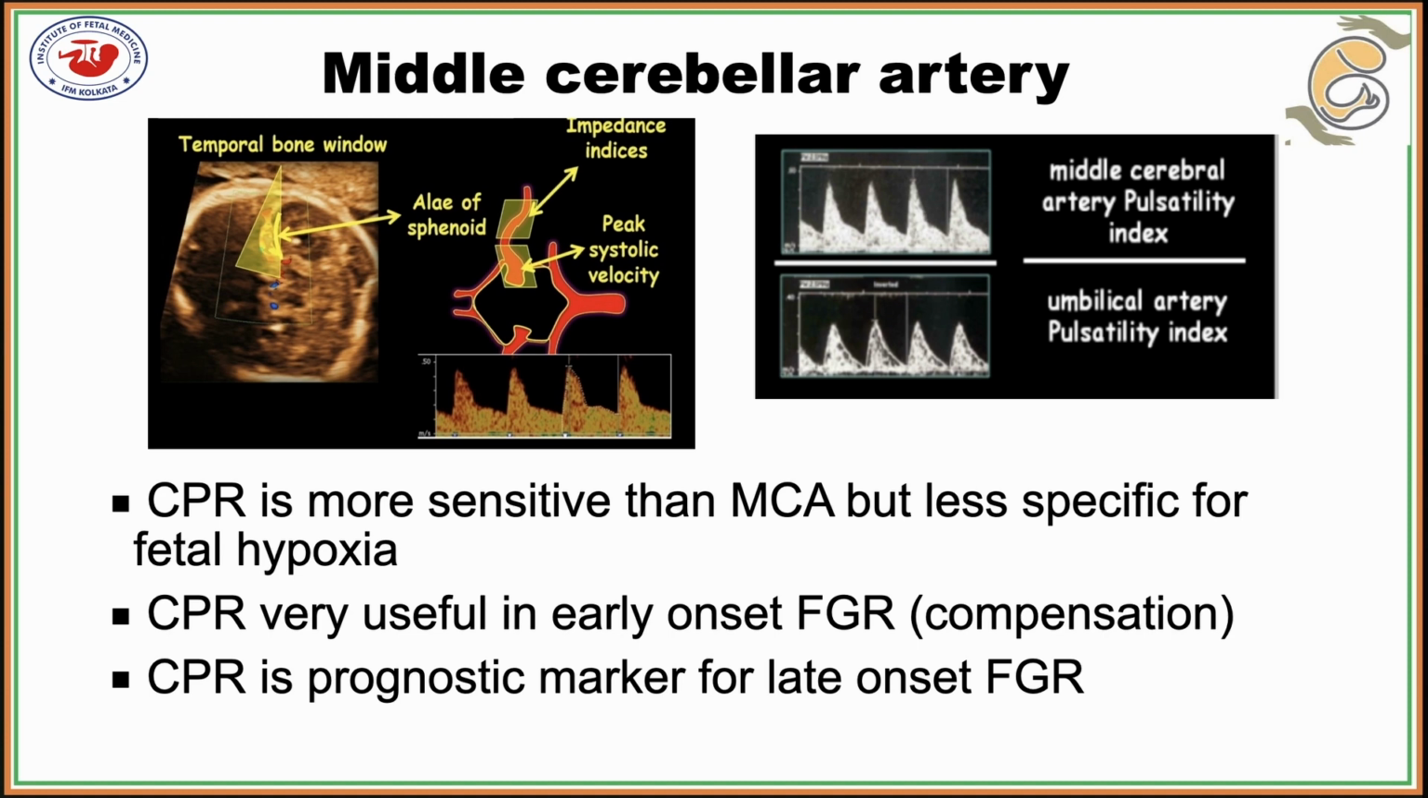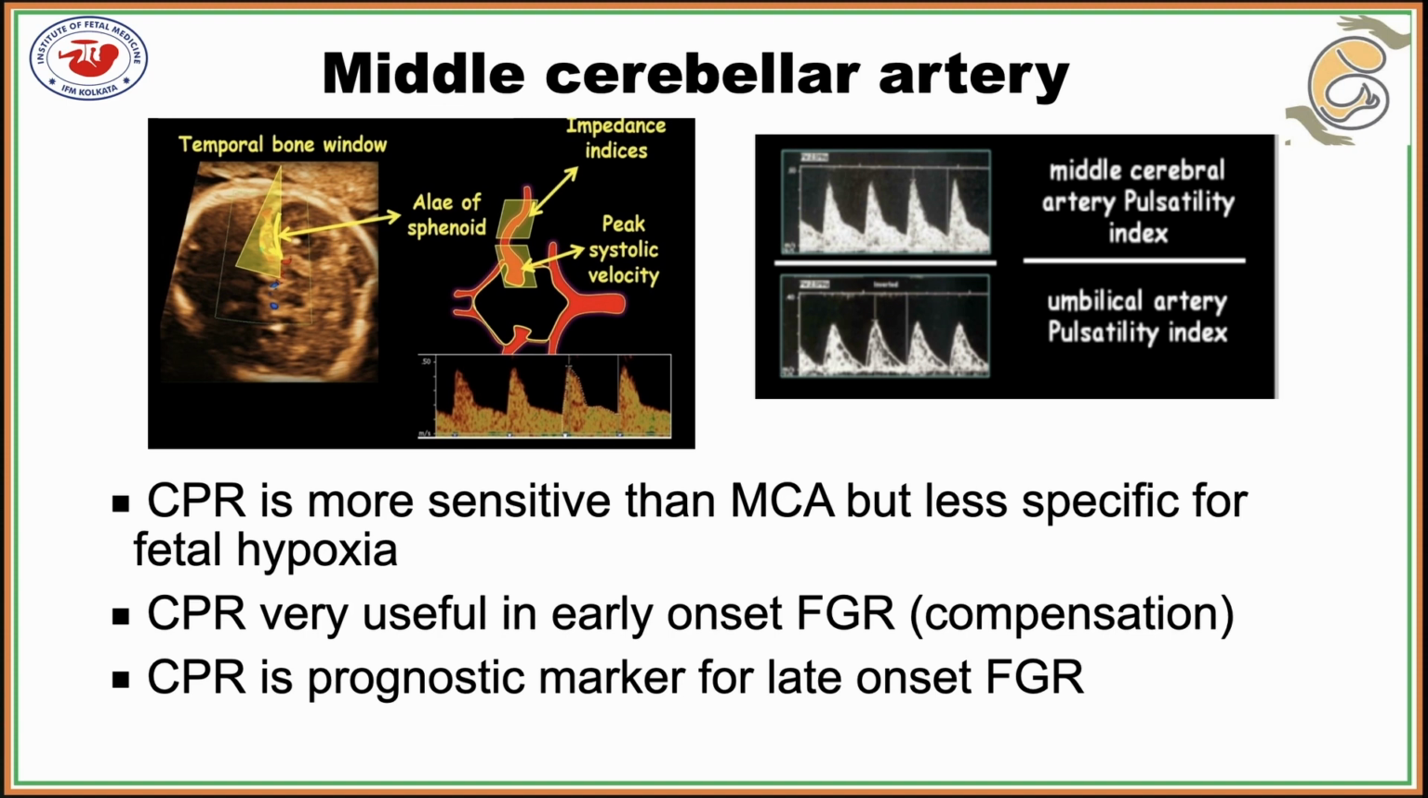MCA should be above, and the ratio should be more than 1. Pulsatility of the MCA should always be in the numerator. So CPR is the ratio where MCA PI by umbilical artery PI. And this is more sensitive than MCA alone, but it is less specific for fetal hypoxia.